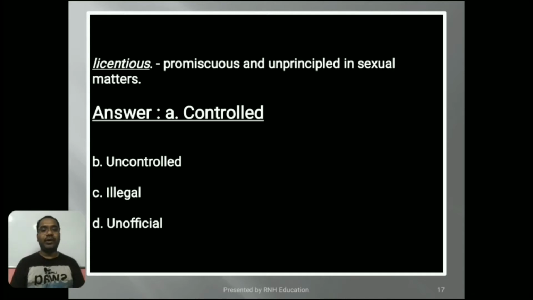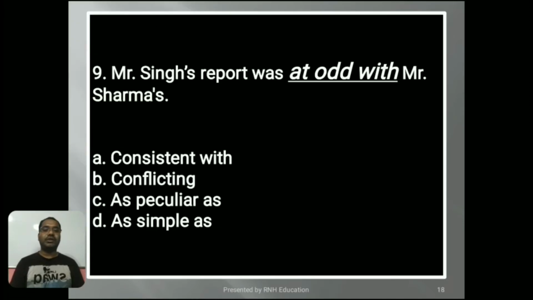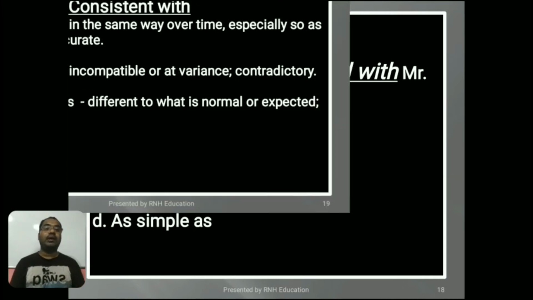And the other options were B was uncontrolled, that is a similar one, C was illegal, and D was unofficial, that is not proper one. Okay, going to the next one. The next question, that is question number 9. Mr. Singh's report was at odds with Mr. Sharma's. And the options are A consistent with, B conflicting, C as peculiar as, and D as simple as. Now check the solution.